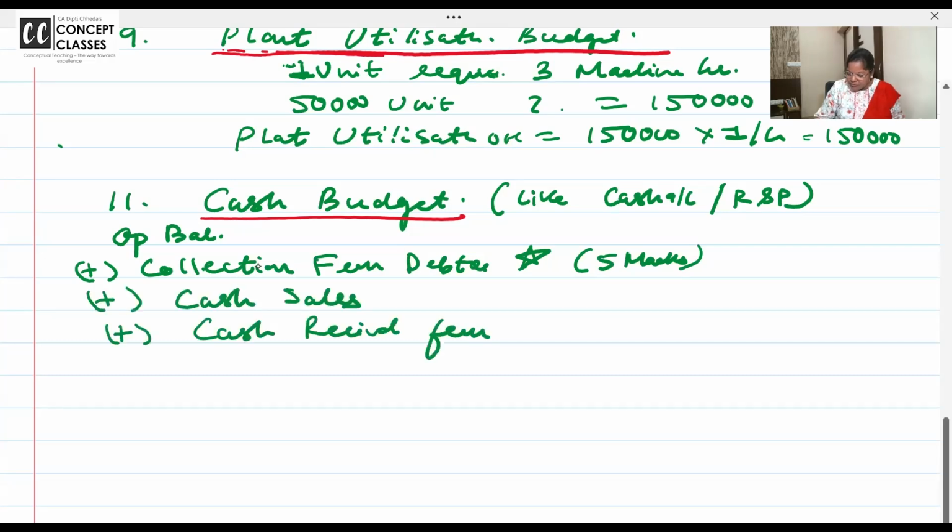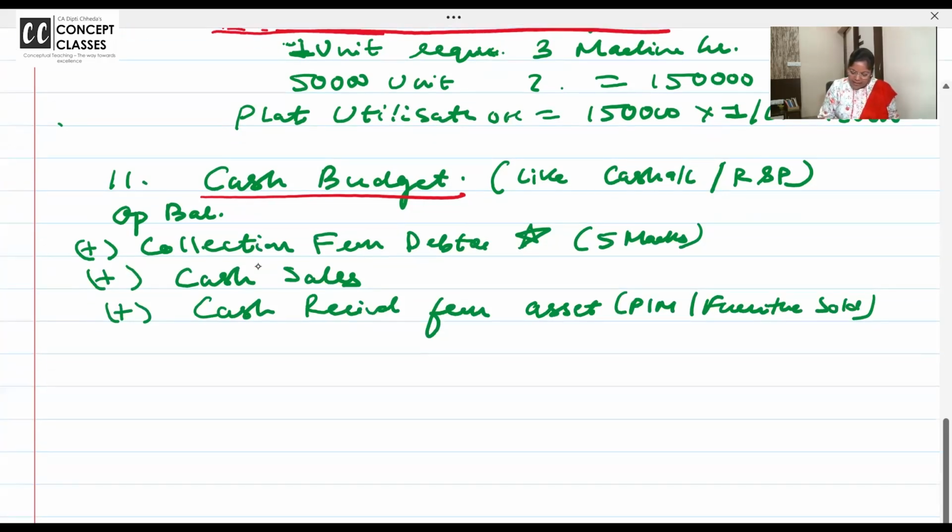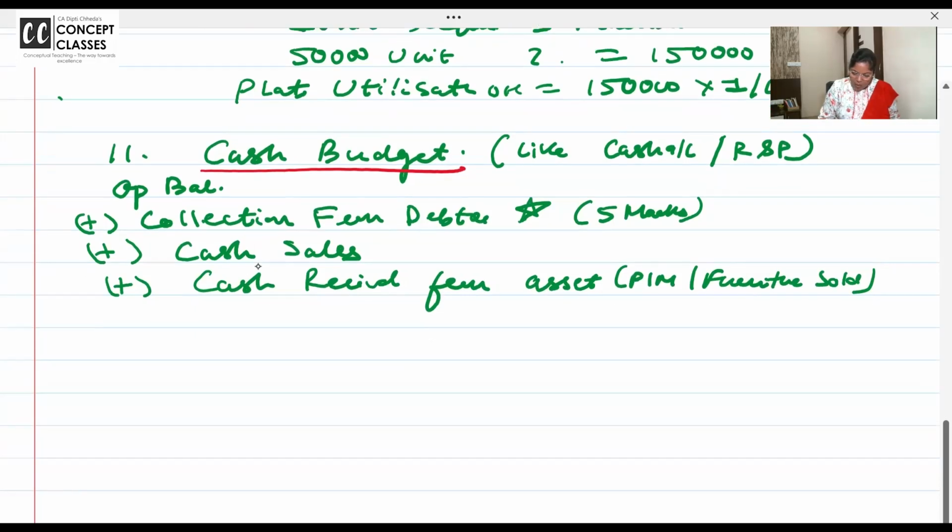Cash received from assets: plant and machinery, furniture sold. Old furniture you have sold online, so you got some money. That's all. We will put a total.